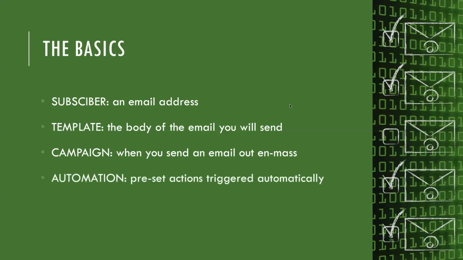Automation, I'll only touch on this very briefly, but it is worth being aware of. So automations are preset actions that are triggered automatically. The automation may well be started when someone joins a mailing list. You may set up an email that is sent automatically when someone joins your mailing list. Or the trigger could be an amount of time. So 7 days after they receive the last email, another email will be sent. That is also a trigger. So it can be time-based, it can be event-based.